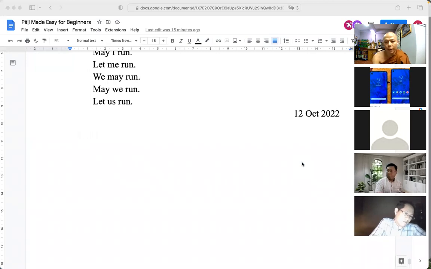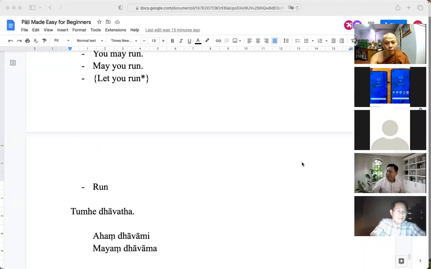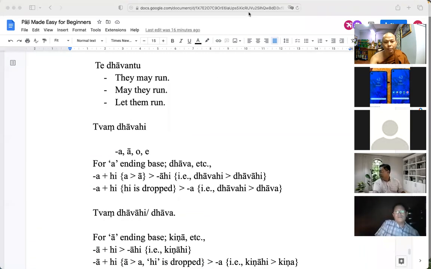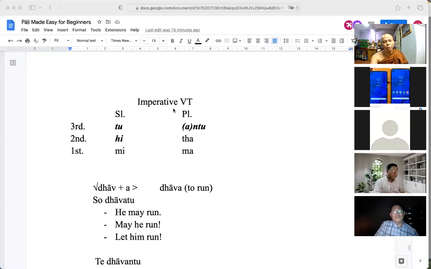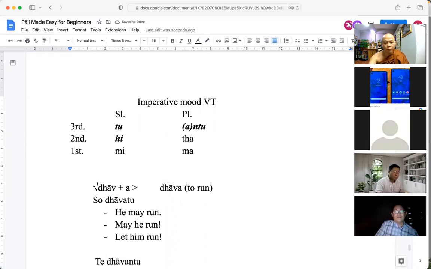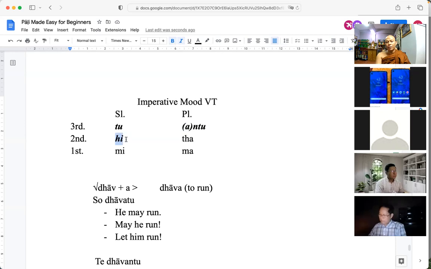So, last time we studied how to form the imperative verb in Pali. To form the imperative verb, we need to know the imperative mood verb terminations. Okay? Imperative mood verb terminations differ from the present tense only in the third person singular, plural, and the second person singular. The rest are the same as the present tense. Okay, so do and do, he, ta, me, ma.